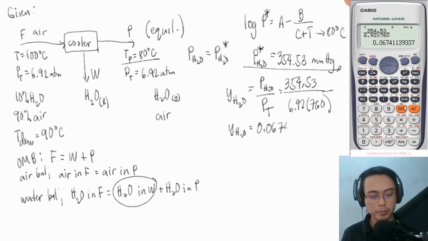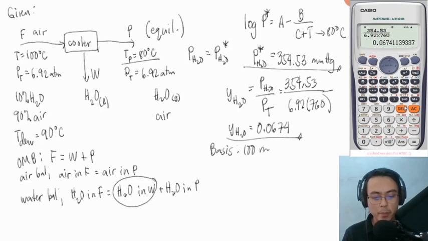0.0674. That is the mole fraction of water in the product side. Now, can we solve the problem with this mole fraction? Yes, because we only need to set our basis for the feed, 100 moles of feed, and then we can perform the water balance.